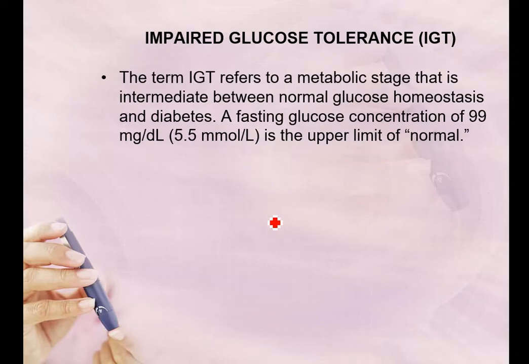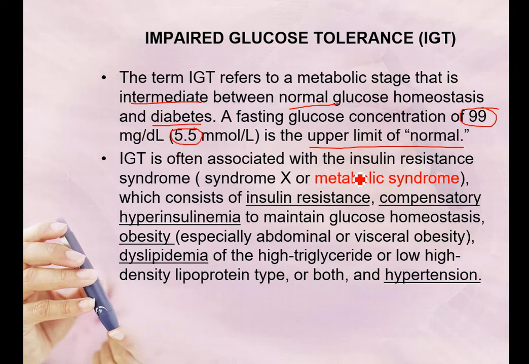Impaired glucose tolerance. The term impaired glucose tolerance, IGT, refers to a metabolic stage that is intermediate between normal glucose homeostasis and diabetes. So this is an intermediate stage between the normal person and the state of diabetes. A fasting glucose concentration of 99 mg per deciliter or 5.5 millimole per liter is the upper limit of normal.